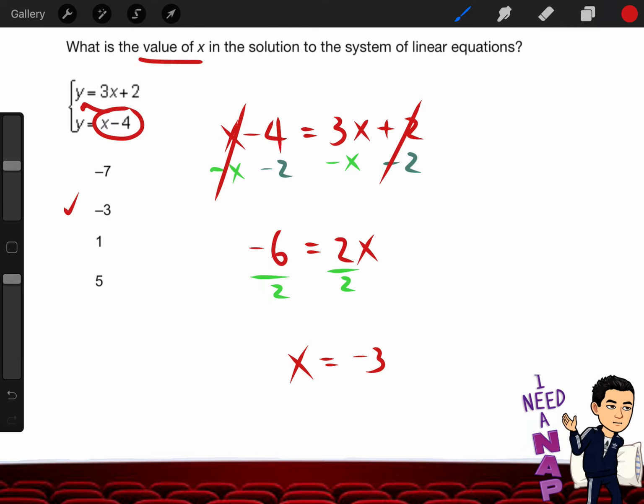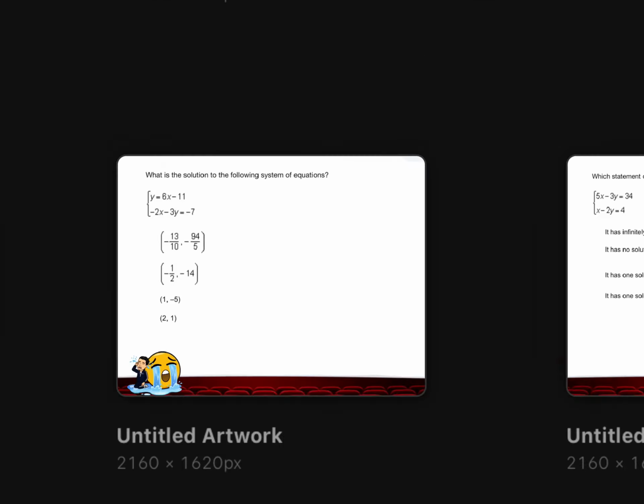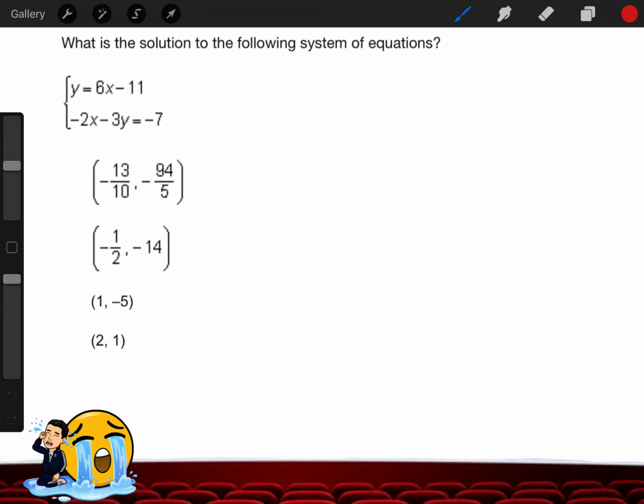All right, let's move on. Got a couple more to do. What is the solution to the following system of equations? Go ahead and do what you've got to do. This is the one that's best if you use substitution, because we already know that this y is isolated and it's equal to 6x minus 11. Substituting into the second y, this is what you're going to get.